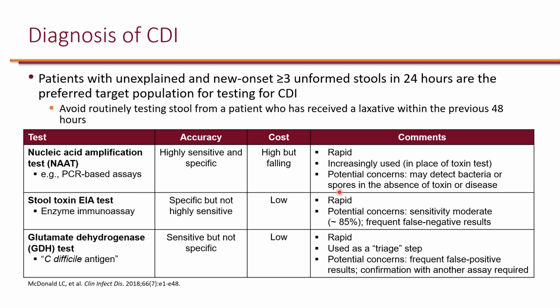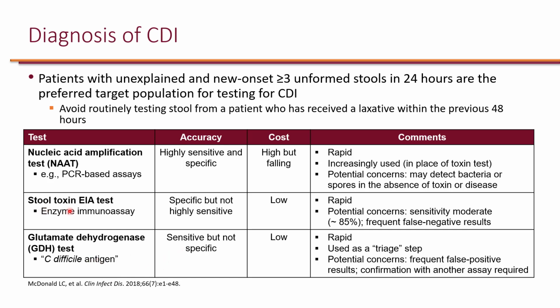The GDH test basically detects the highly conserved metabolic enzyme, which we call the common antigen, which is present in both toxigenic and non-toxigenic strains. So it basically tells you if the C. diff is there, it just doesn't tell you if it's toxigenic or non-toxigenic. Now it's important to know that this test is sensitive, but it's not specific.